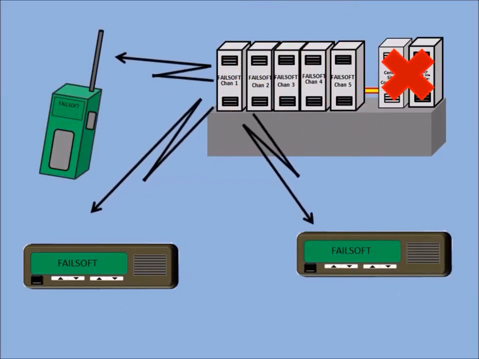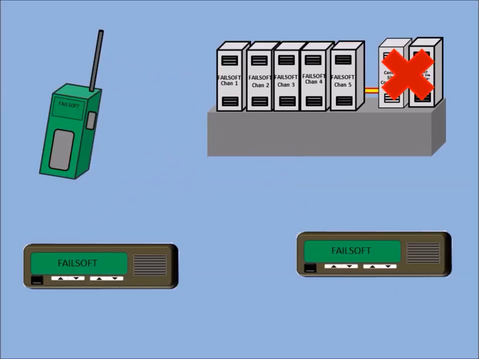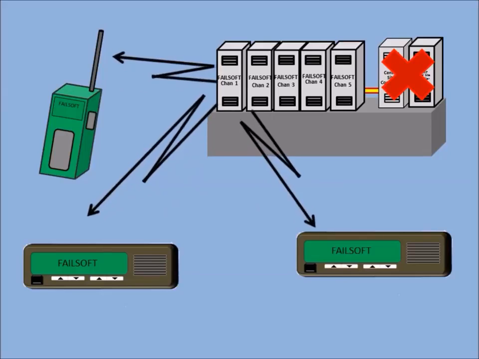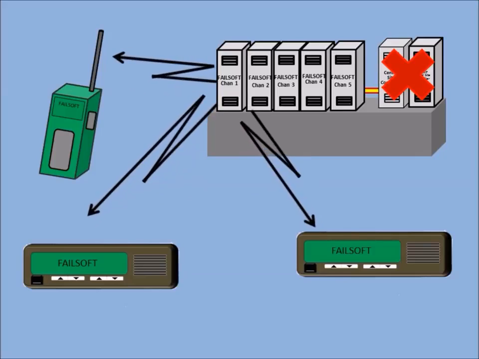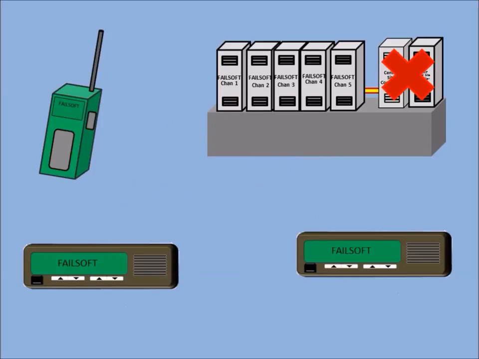Some radios are capable of displaying failsoft in their display, if so equipped. Subscribers that are critical to the operation would be programmed to operate in failsoft and would be assigned one of these channels. This is the last resort to keep communications available. If that base station fails, then those subscribers programmed to that failsoft channel will lose all communications.